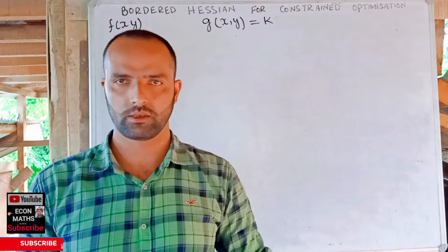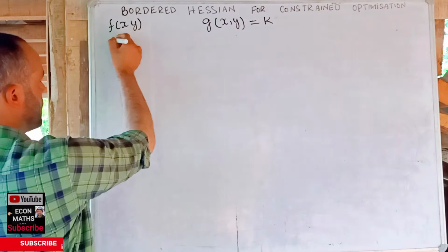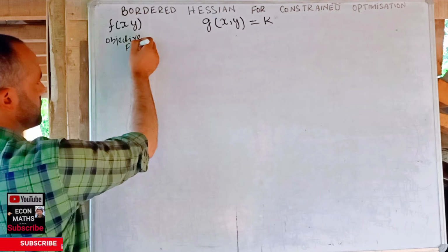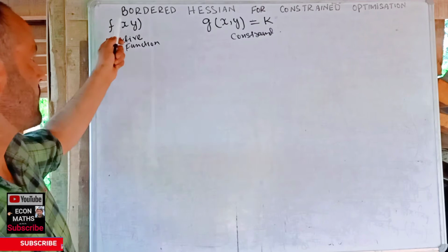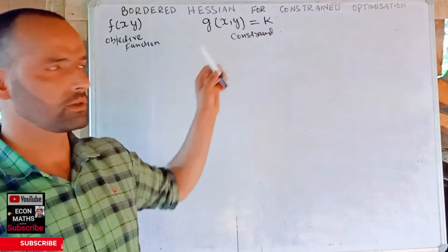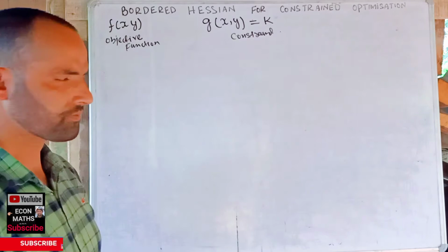First of all, this is called the objective function, and this is called the constraint. This can be anything, like optimizing a utility function subject to the budget line. So this is the objective function and this is the constrained part.